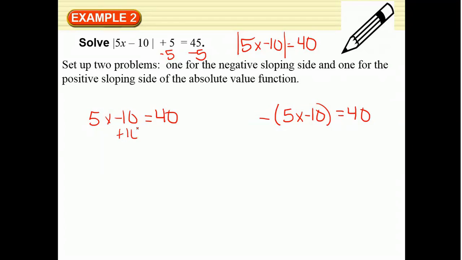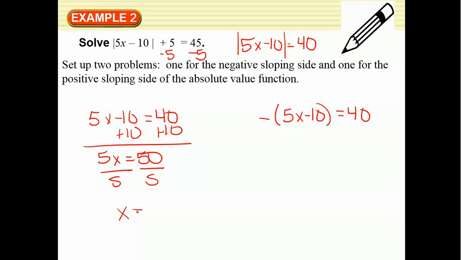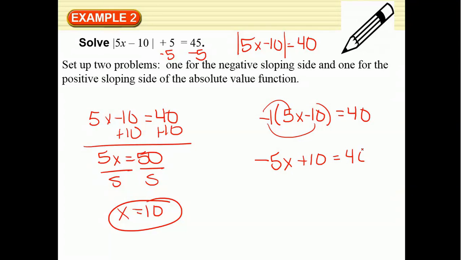It looks like I've got to add 10. 5x equals 50. Looks like I've got to divide by 5, so I'll get x equals 10. That's one problem. Let's do the other one. I need to distribute this negative, because that's technically a negative 1. Let's distribute that in: negative 5x plus 10 equals 40.